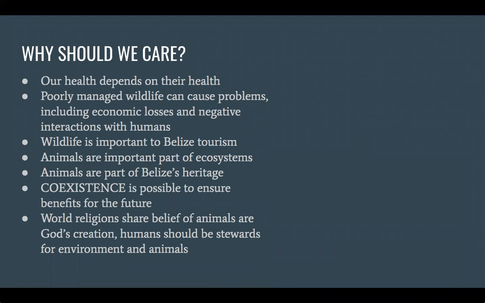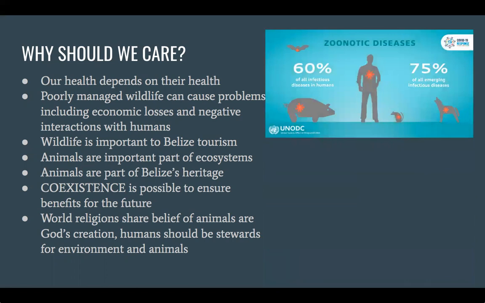Why should we care? Well, as in the One Health concept, human health depends on the health of the environment and of the wildlife. There on the right, we have statistics that 60% of infectious diseases in humans come from animals, and more than 75% of emerging infectious diseases to humans come from animals as well. So that means the diseases are zoonotic. Poorly managed wildlife can cause problems for our economy and cause negative interactions with us humans, right?